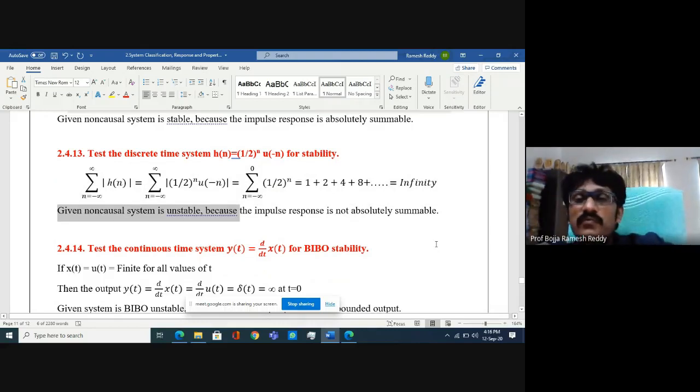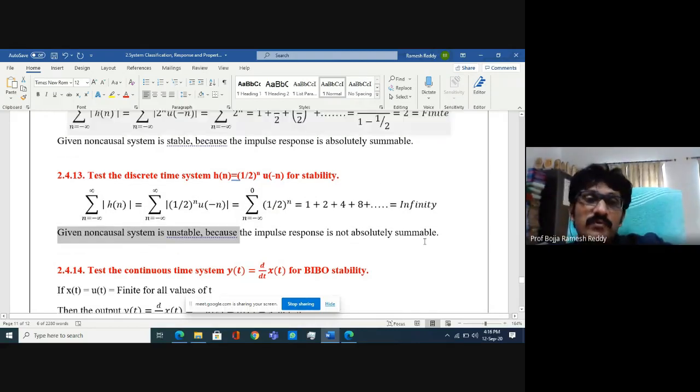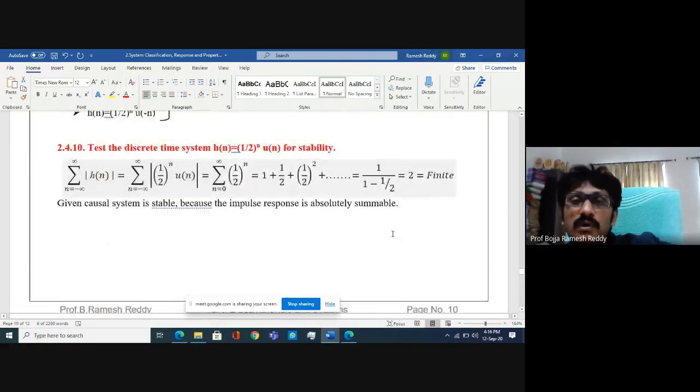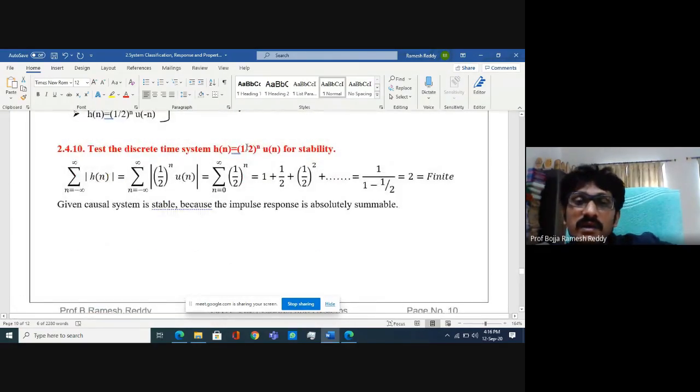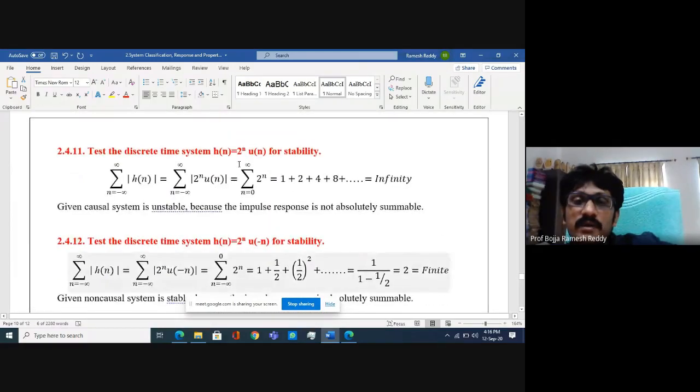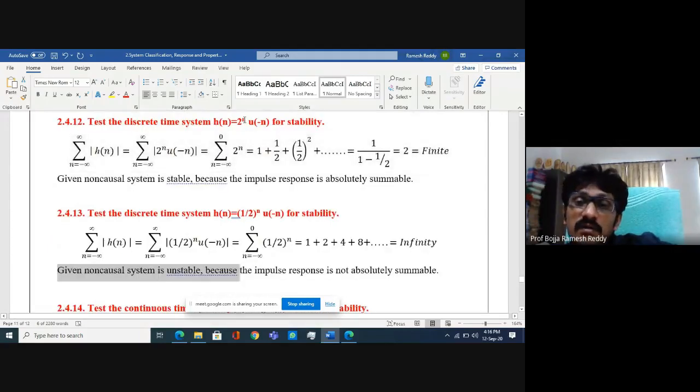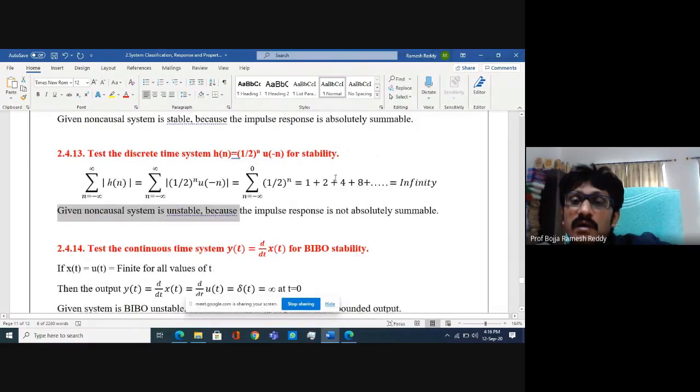We have seen all four different types of examples. What are those four? The given causal system is stable. Next, the given causal system is unstable. The given non-causal system is stable. The given non-causal system is unstable.